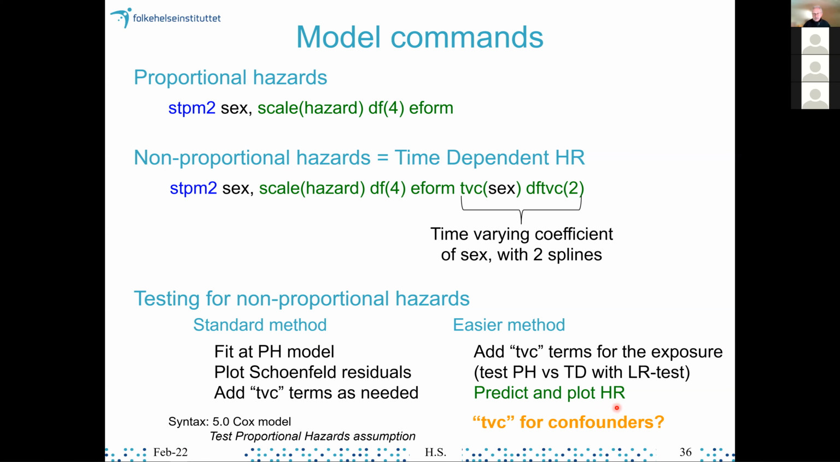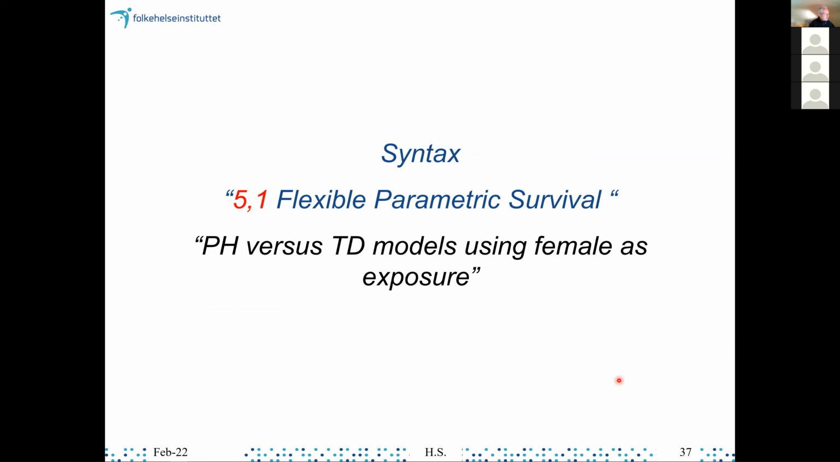And then there's a question I'm asking myself here. Do we need to put in time-varying coefficients for confounders? And I'll try to give you an answer when we look at the models here. So now let's try this out in practice.